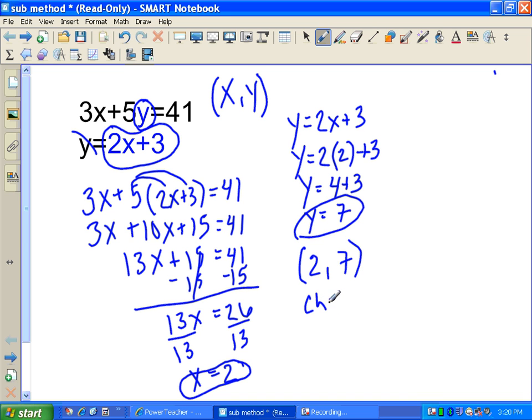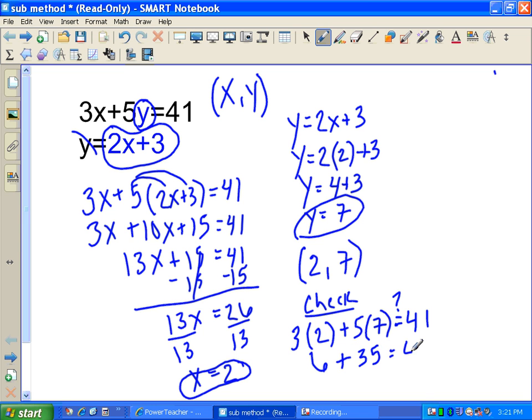Always want to check your work, so we'll do a quick check by plugging 2 and 7 into our original, the first equation. So is 3 times 2, the x value, plus 5 times 7, the y value, equal to 41? That's the question. 3 times 2 is 6. 5 times 7 is 35. Definitely 41, so that one works. Let's look at another example.